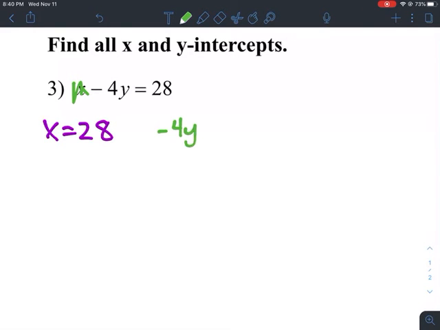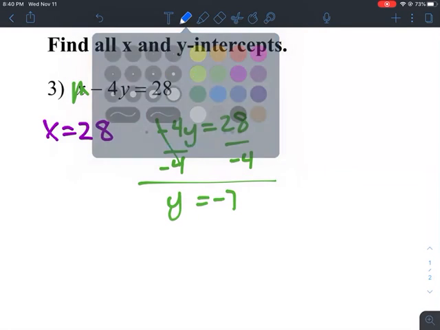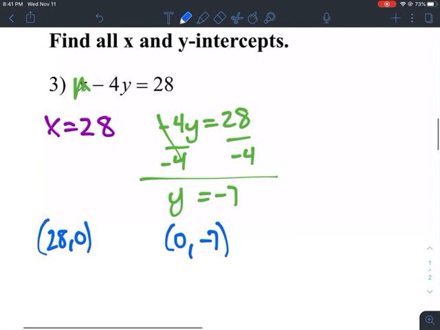Now when I plug in 0 for x, essentially it just goes away. So I get -4y = 28. And the only thing I have to do is divide both sides by 4. So I get y = -7. So my two intercepts are the point 28, 0, and 0, -7. Those are my two intercepts. Okay.